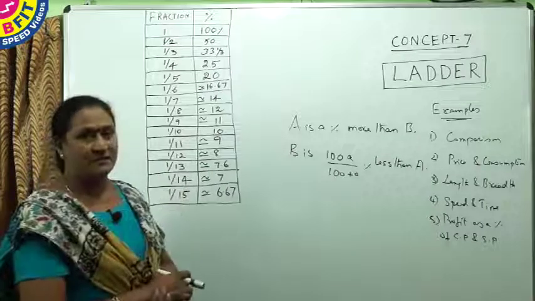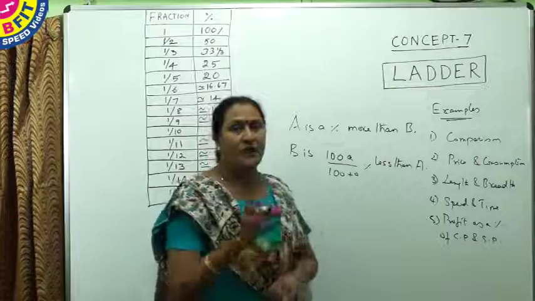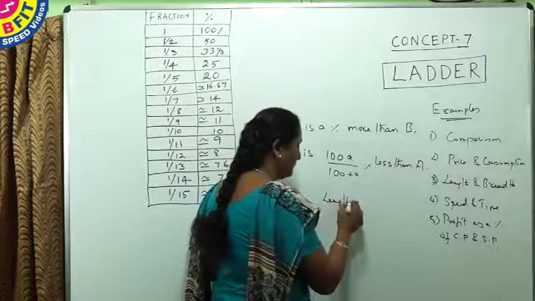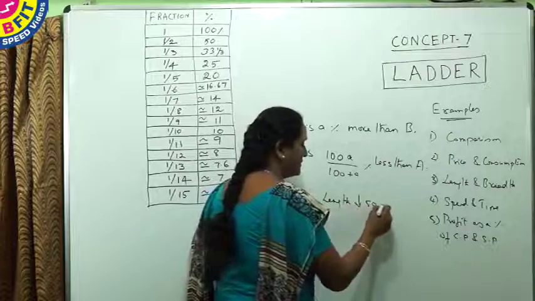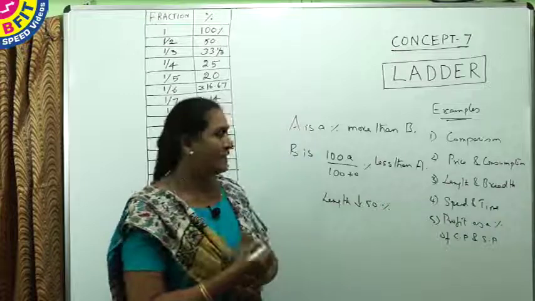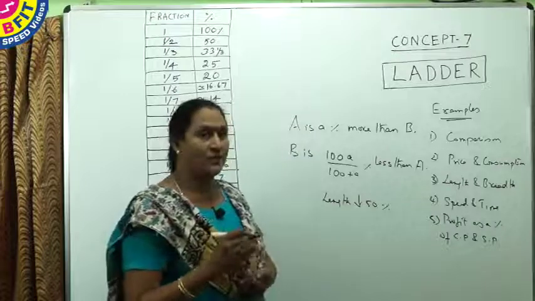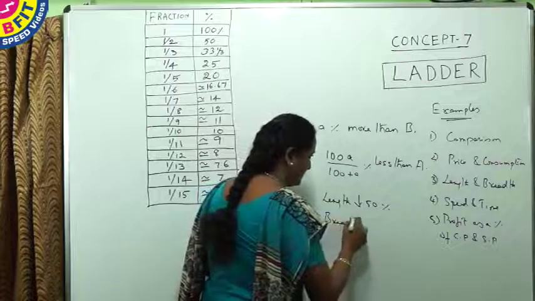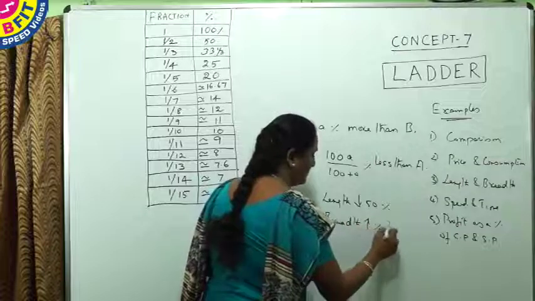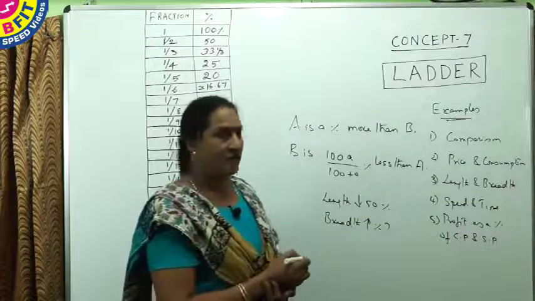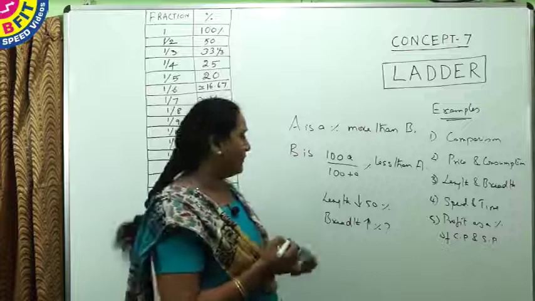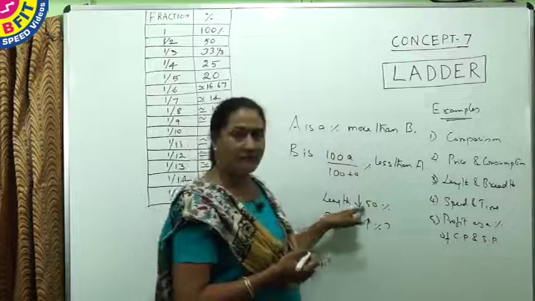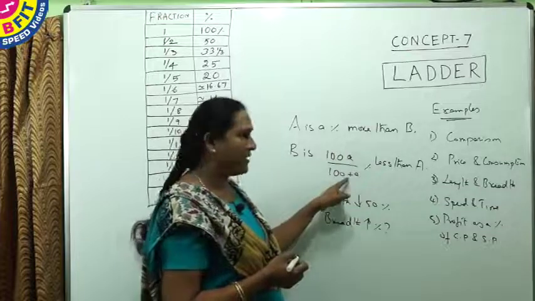By using this ladder, going up one step or coming down one step, we'll see how easily we can work out the questions. Say for example, we have a question like, the length of a rectangle is decreased by 50%. And to maintain the area, by what percent should the breadth be increased? Using this concept we can work out. When more is given and less is asked, we will add. And here length is decreased by 50%, so we can subtract.